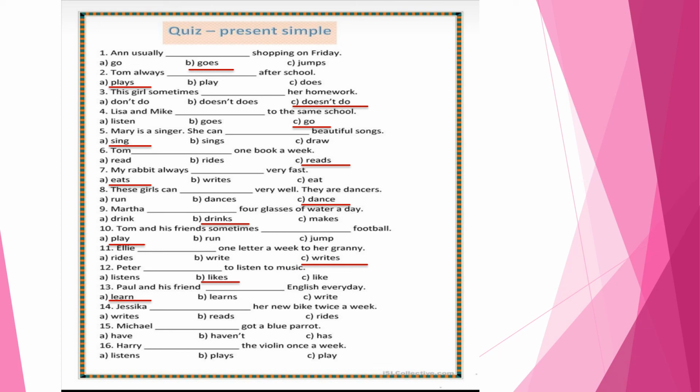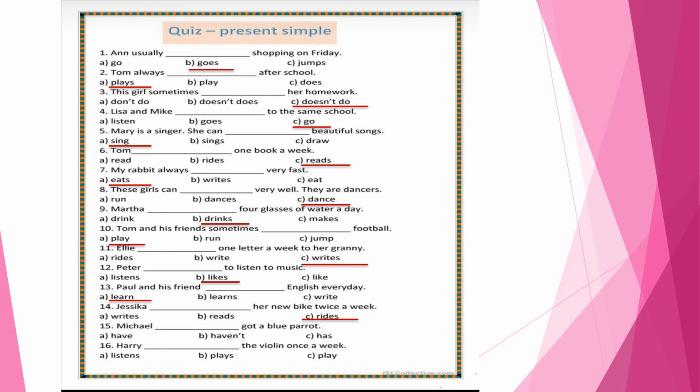Number 14, Jessica reads or rides her new bike twice a week. Okay, her new bike twice a week. Of course, you will choose rides, and here you add s to your verb because of Jessica. It's your subject, the name of a girl. If you cross it, you will add she. So she rides or Jessica rides her new bike twice a week.